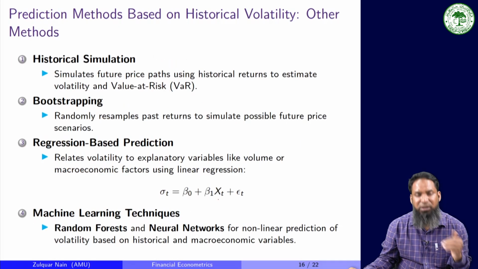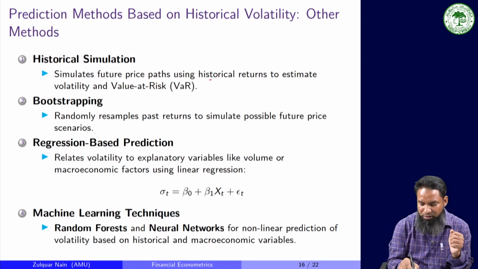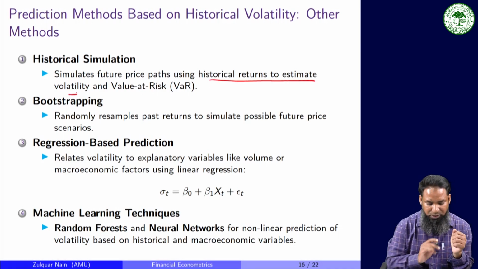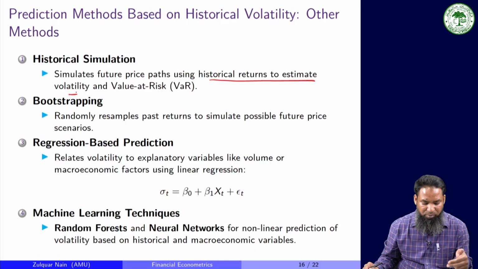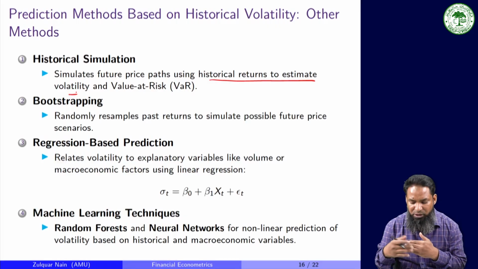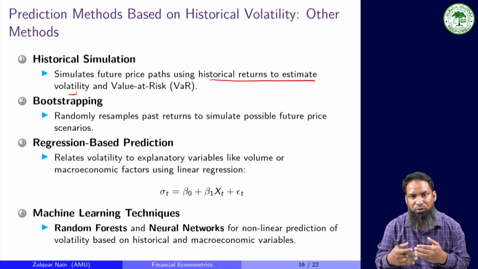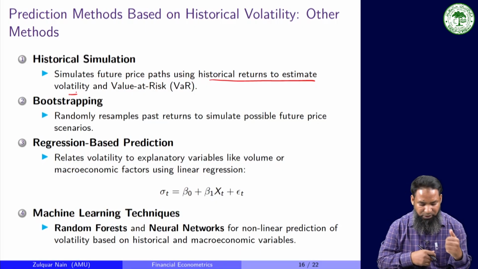However, there are many other methods for prediction. For example, historical simulation methods. This simulates future price paths using the historical returns to estimate the volatility. Or we have bootstrapping. Basically, we randomly sample the past returns to simulate possible future price scenarios, and then we use those price scenarios to calculate the historical volatility.